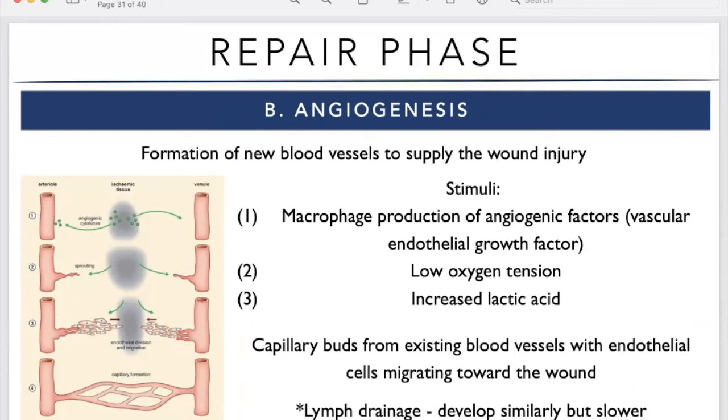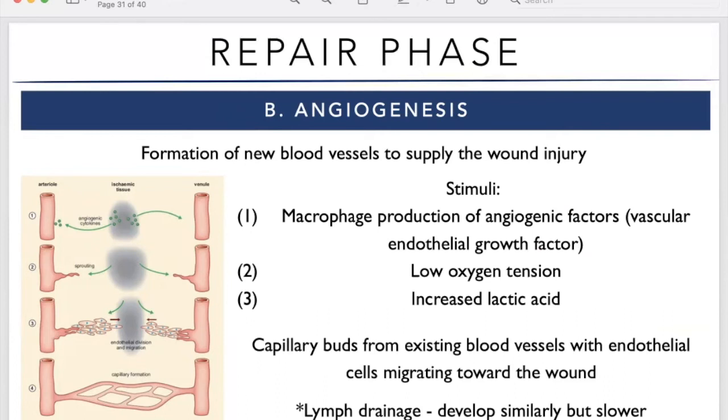Number two, low oxygen tension. The tissue cries for oxygen. Again, the body listens. Okay? And of course, increased lactic acid. We don't want to go back into your official, but you know why increased lactic acid would be a stimulus for that, right? And blood vessels don't appear ng bigla na lang magkakaroon ng parang straw-like vein or artery there.